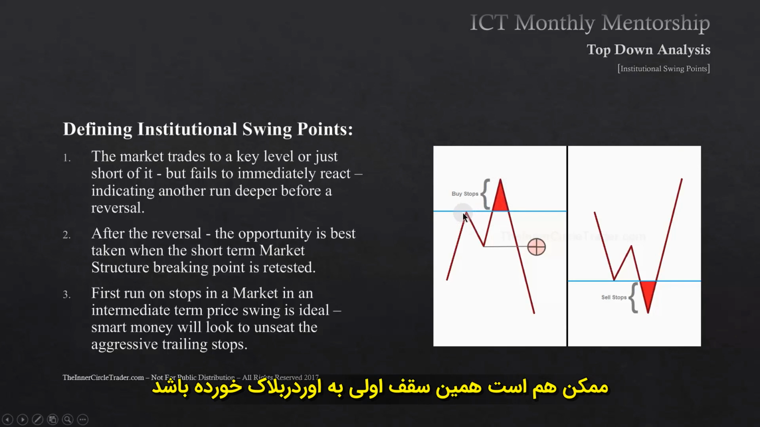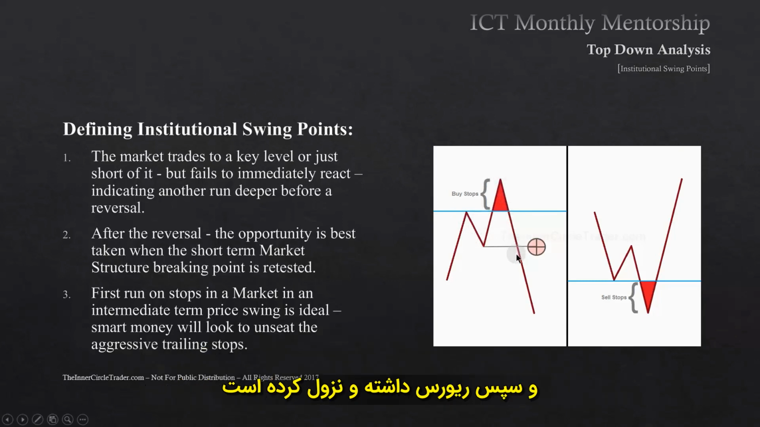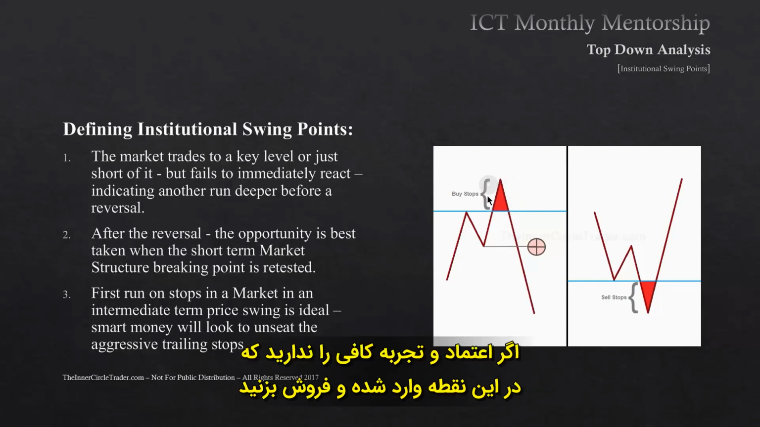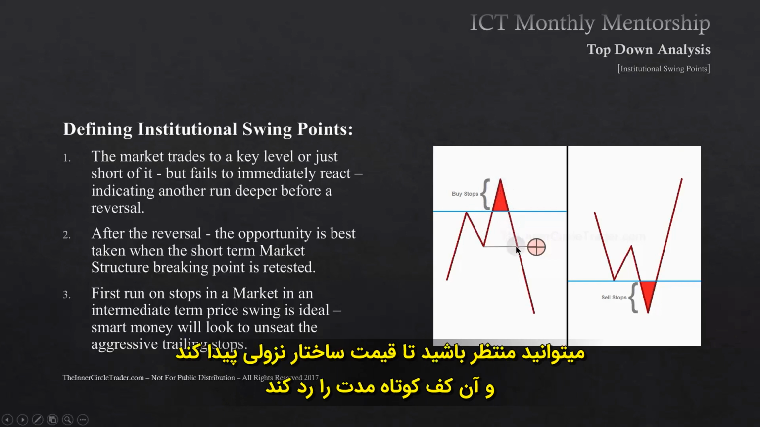And maybe it fell short of the bearish order block here. Or maybe this is just simply an old high, and price comes right back above the old high and then rejects and trades lower. You don't have to fear this pattern here. If you don't have the confidence to get in here and sell that idea like an institutional trader would, go right in there and sell it right as it trades through it. Wait for it to break down.